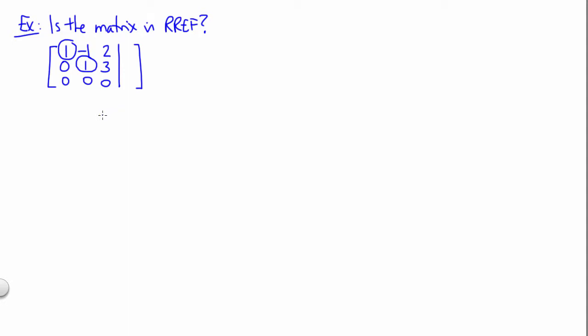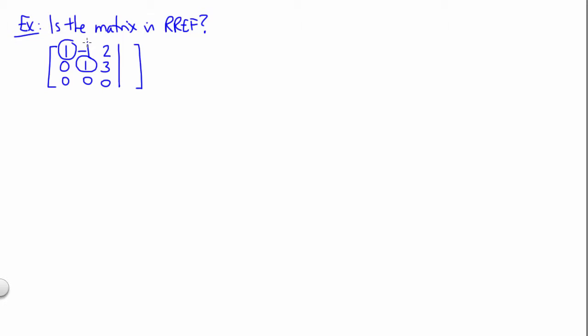Now, in order for a matrix to be in RREF, four properties have to be true. Any zero rows have to be located at the bottom of the matrix. Each of the leading entries have to be 1. These leading entries have to be moving down and to the right. And the leading entries have to have zeros in the rest of their columns.